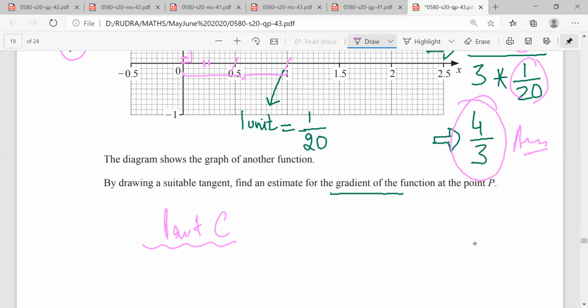Mr. Rudra, the rest of the questions we'll do in part C. Is it okay? Okay, sir. Okay.